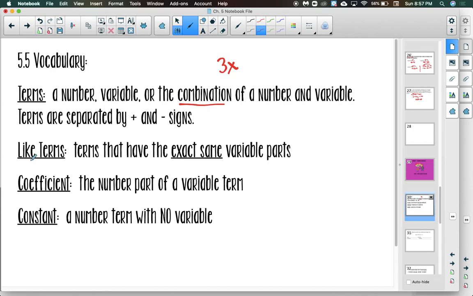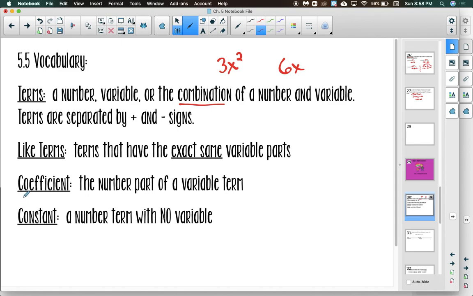So next we've got like terms. Like terms are terms that have the exact same variable parts. Exact same. So 3x and 6x would be like terms because they have the same variables. 3x squared and 6x would not be like terms because even though they have an x here, this one is an x squared, which means something slightly different.